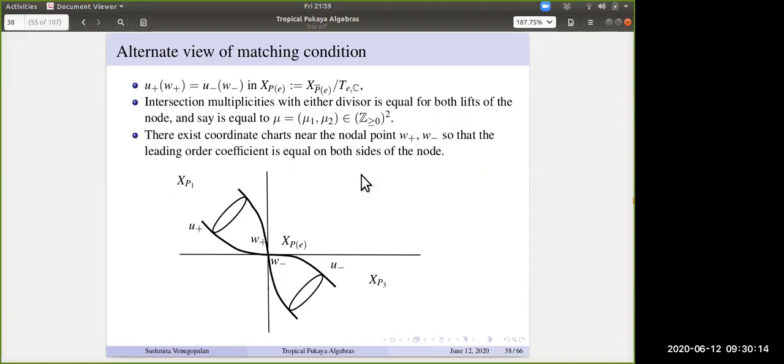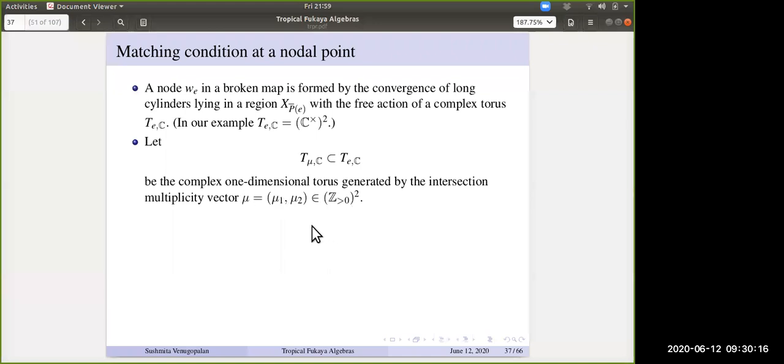Now, the cylinder converges to a node which has integer intersection multiplicities with divisors. Let's take that intersection multiplicity vector and consider the complex one-dimensional torus generated by the intersection multiplicity vector, and that sits inside the torus which acts where the cylinders lie.